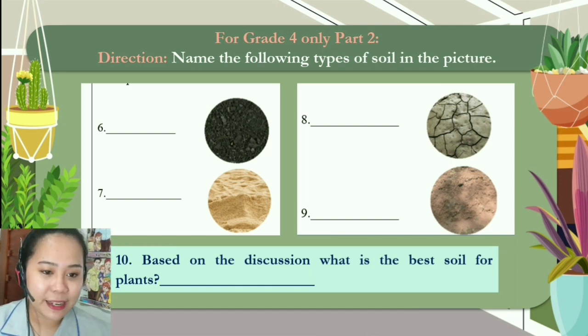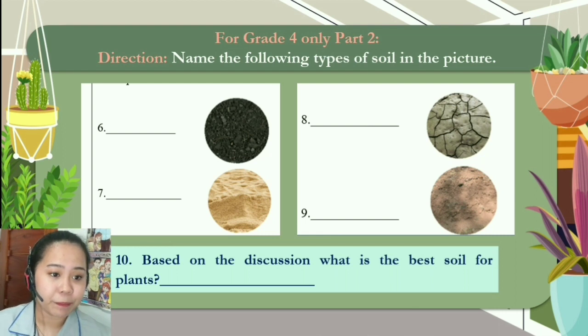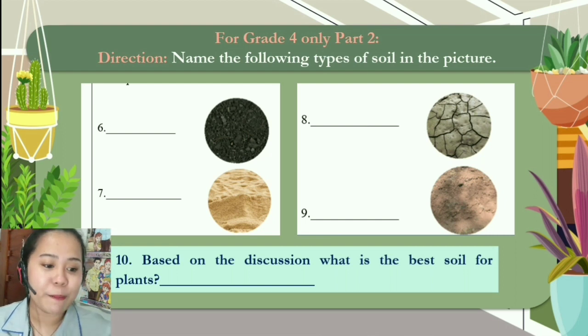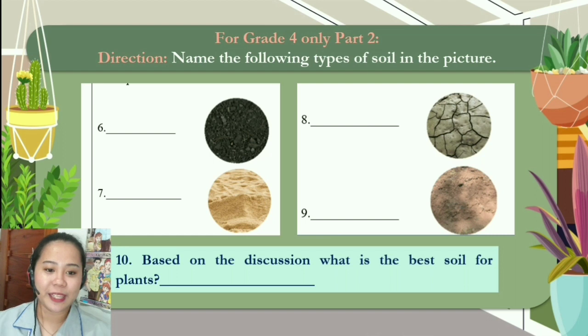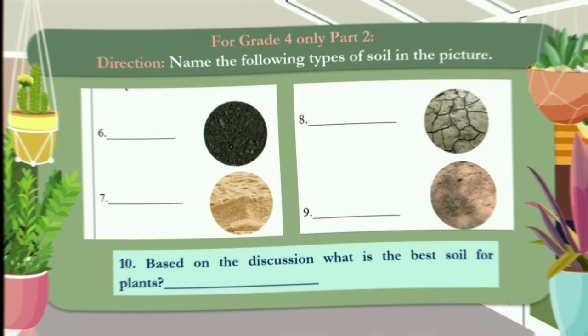Thank you. For Grade 4, Part 2, direction: name the following types of soil in the picture. For number 6, what is it? You can write your answer. Number 7, number 8, and number 9. And the question for number 10, based on our discussion earlier, what is the most fertile soil, the best soil for plants? I'll give you 5 more minutes, students.